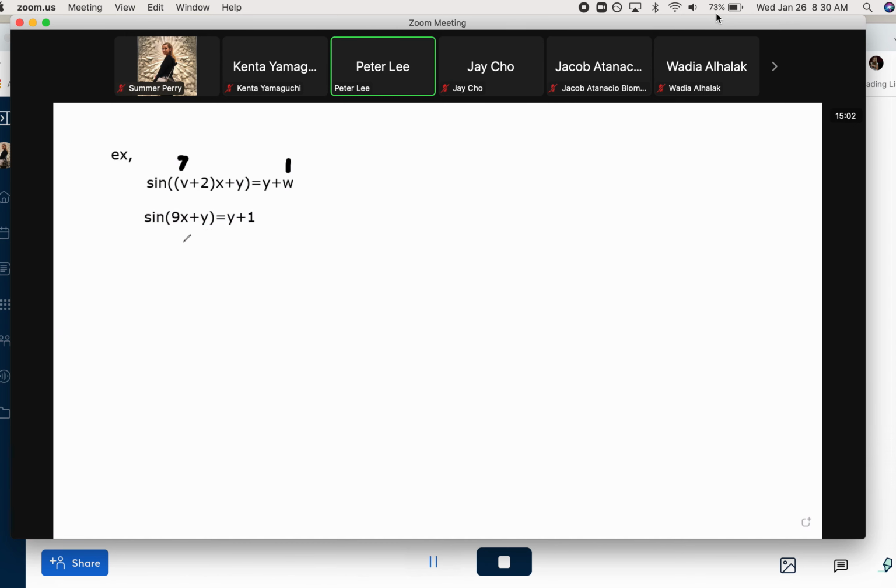Okay, so let's look at this. This was the general case, so what we will do is this example right here. So this will be our problem. Okay, now let's take the derivative here. We differentiate with respect to x.